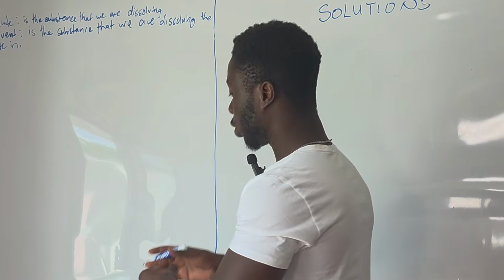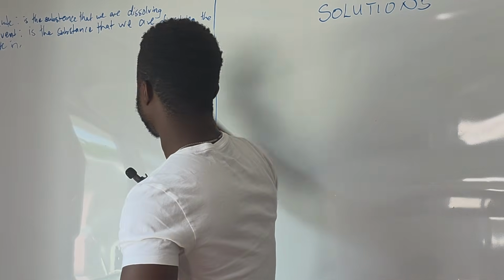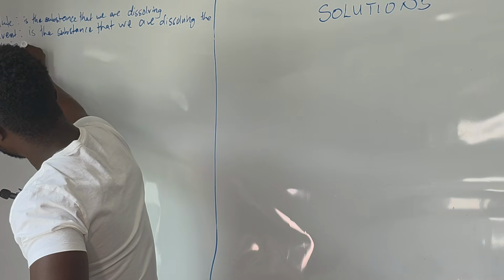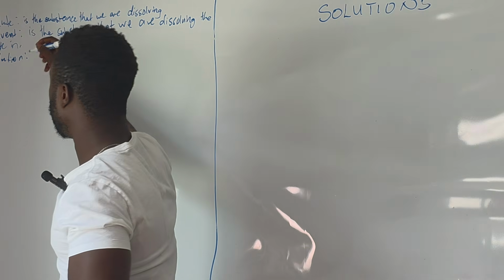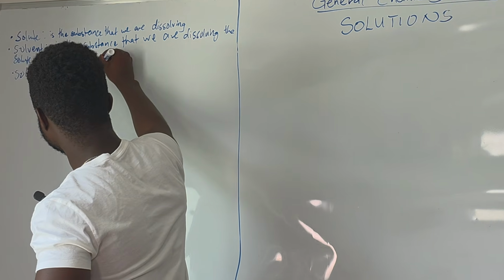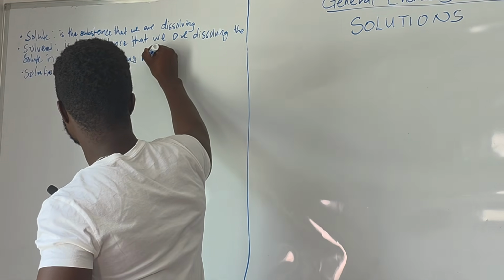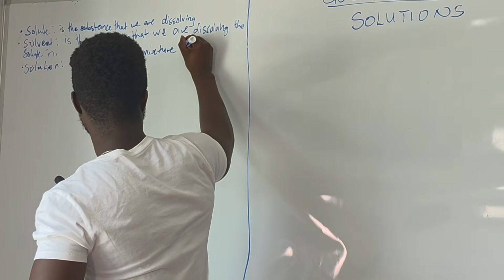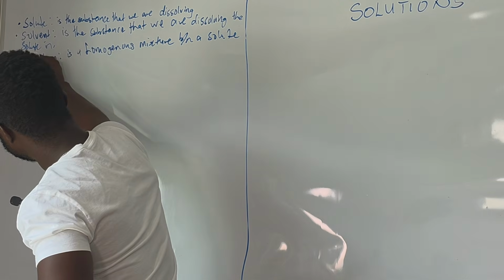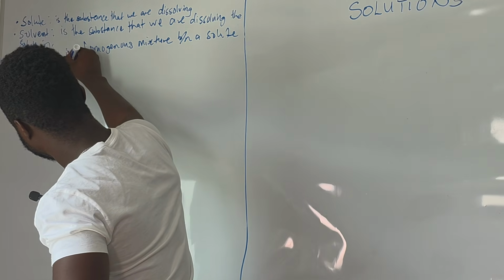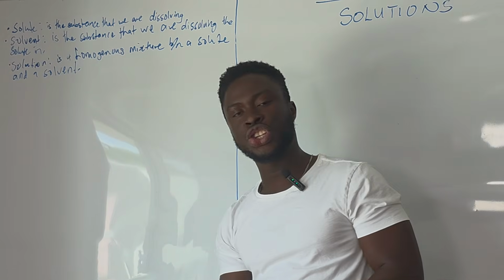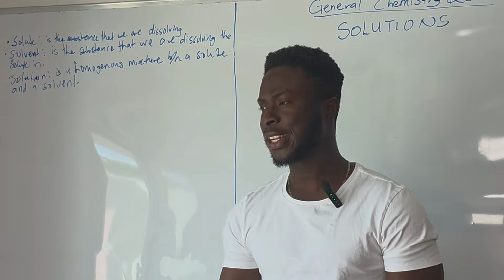And when a solute and a solvent combine, we get what we call a solution. But then the book definition of a solution is a homogeneous mixture between a solute and a solvent. That would be a solution right there: a homogeneous mixture between a solute and then a solvent.